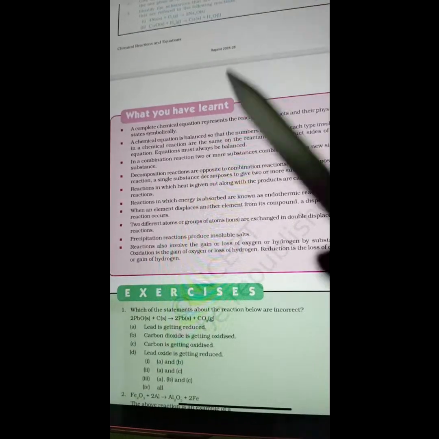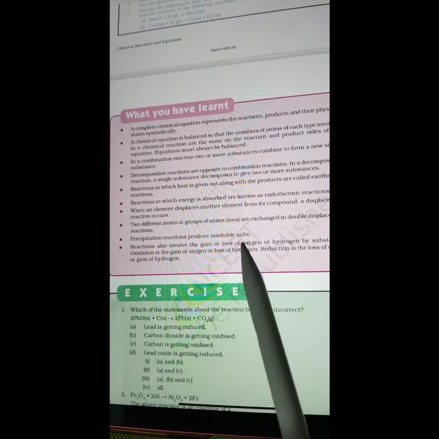Reactions in which heat is given out along with the products are called exothermic reactions. Reactions in which energy is absorbed are known as endothermic reactions. When an element displaces another element from its compound, a displacement reaction occurs. Two different atoms or groups of atoms, which are ions, are exchanged in double displacement reactions. Precipitation reactions produce insoluble salts.